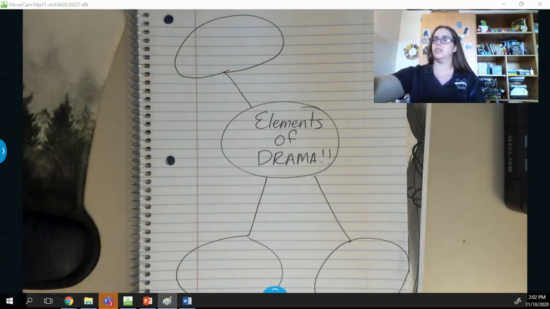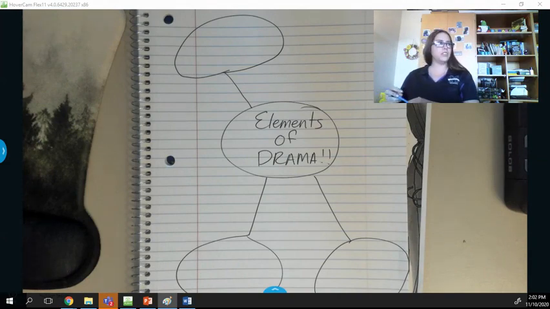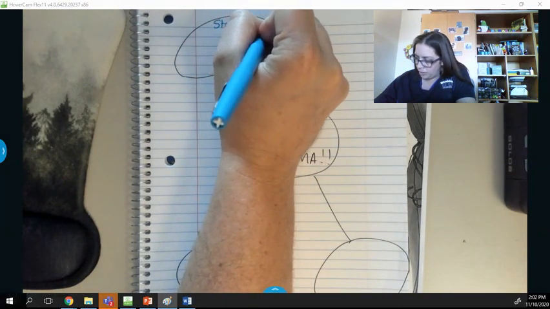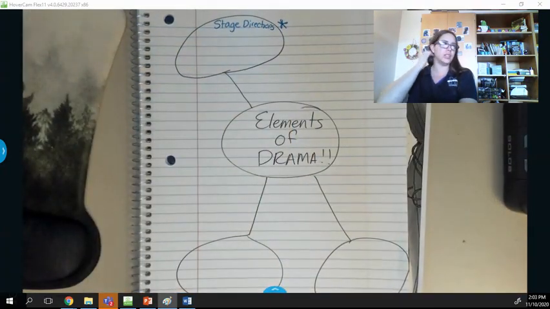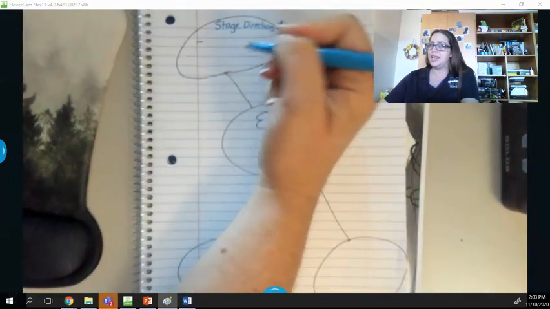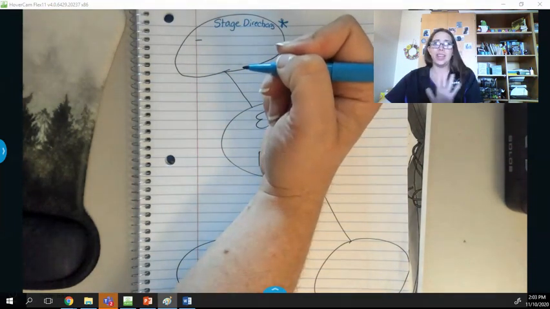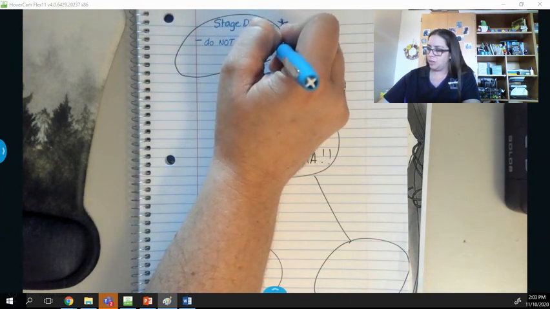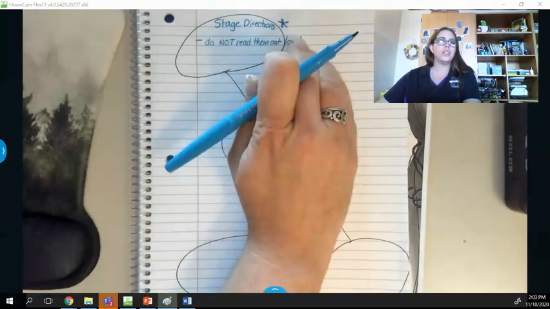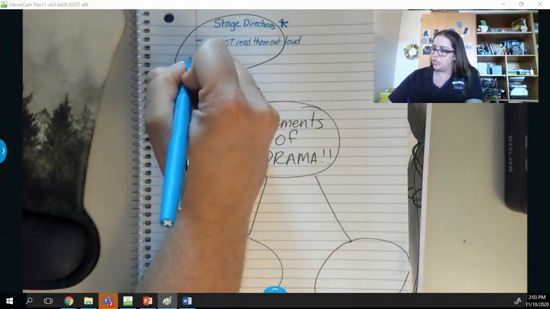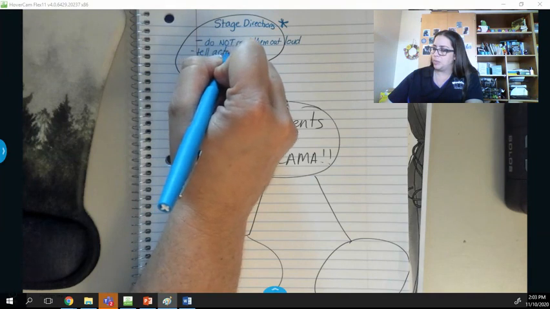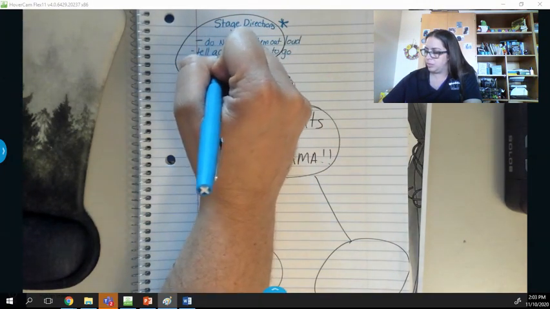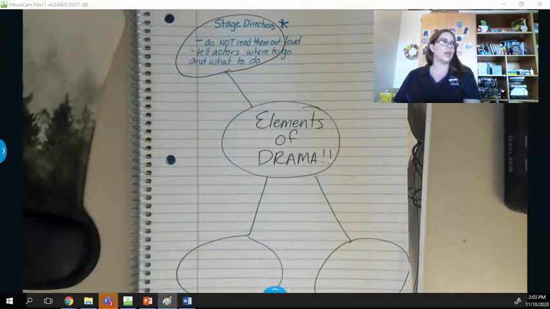Let me grab three different colors right here. Our first one is our stage directions. This is the one that I really want you guys to pay attention to for today. This is the important one. So our stage directions, first thing you need to remember about stage directions is that even though they're written into the play, you don't read them out loud. So do not read them out. I'm going to go outside of my bubble. Shh, don't tell anybody. The other thing that the stage directions do is that they tell actors where to go and what to do.